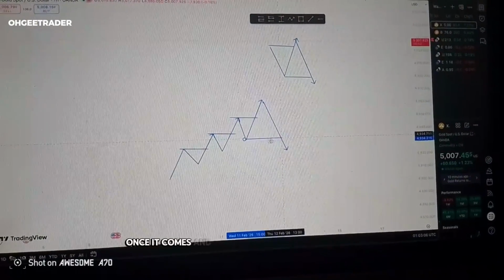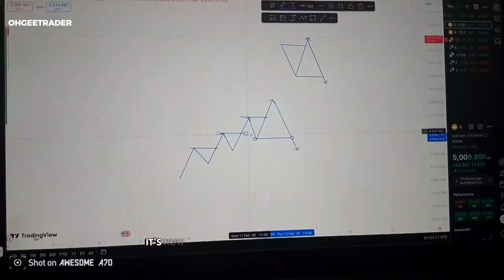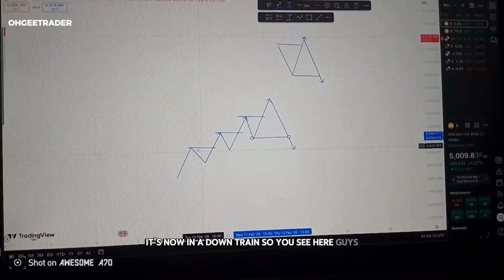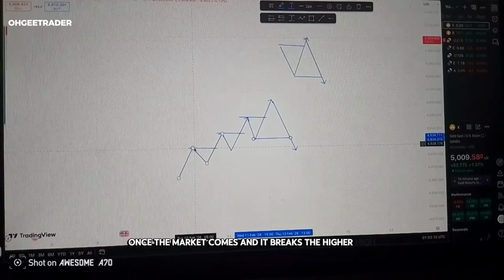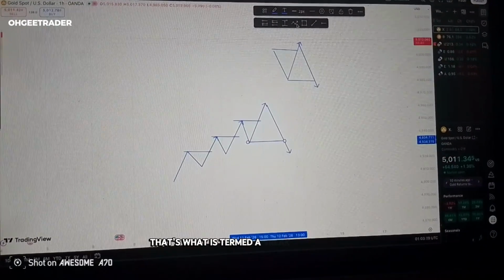This now, once it comes and breaks this structure down here, the market has changed from an uptrend, it's now in a downtrend. So you see here, guys, once the market comes and breaks the previous higher high, that's a break of structure. That's what is termed a break of structure.